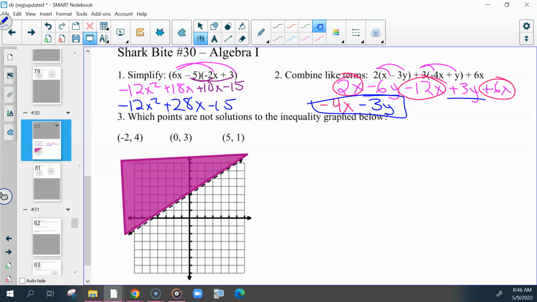For number 3, it's asking which of these points are not solutions. The easiest way to see that is to graph them and see do they fall in the shaded area or not. So negative 2, 4 is definitely a solution because it falls in the shaded area. 0, 3 falls on the line, and this is a dashed line, so that would not be a solution. And 5, 1 did not fall in the shaded area, so that was also not a solution. Questions on that?